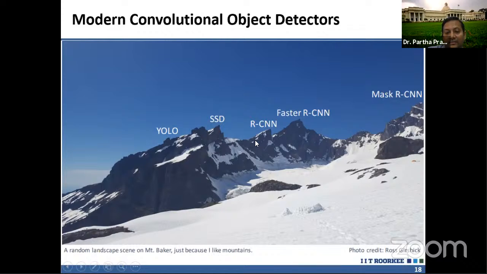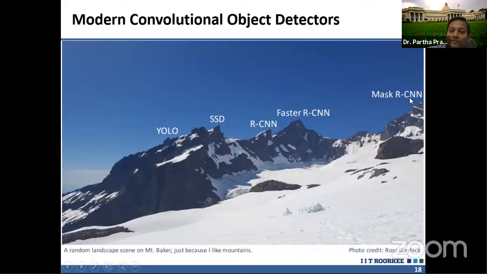So that was a photo, a landscape scene, published by this group, which was actually taken by Professor Ross Gerszig on Mount Baker. So these results show how some of these algorithms are better than other algorithms.